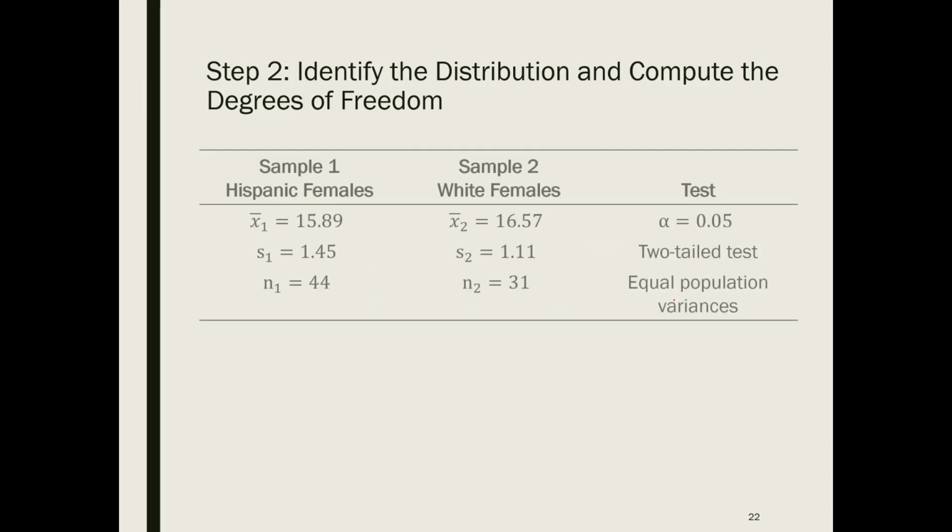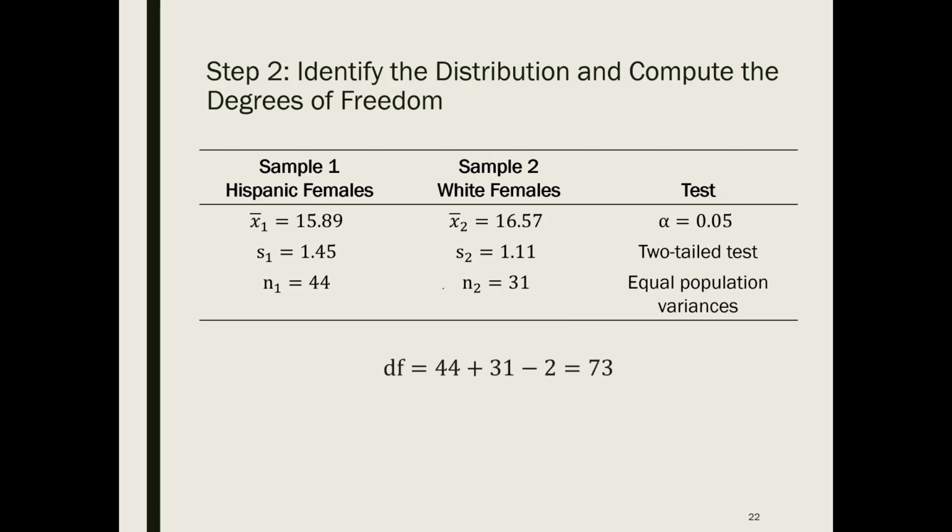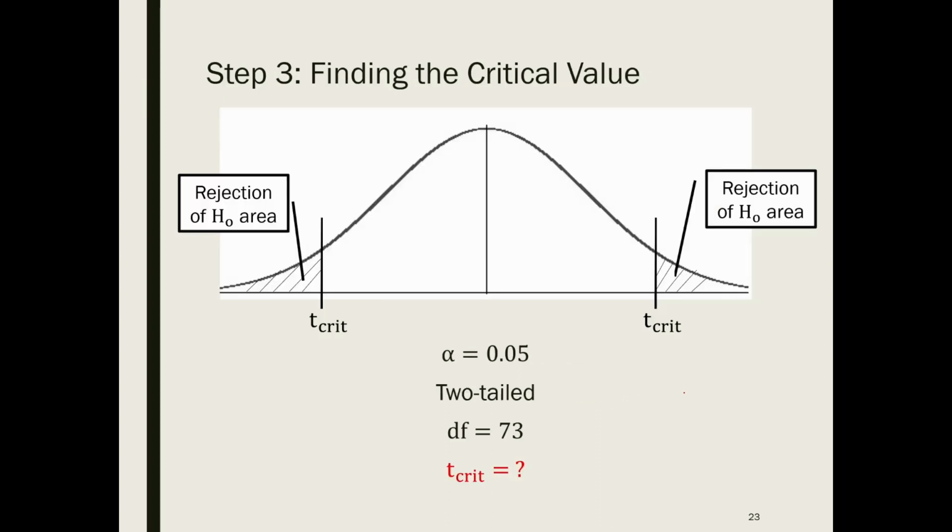So in this example, the degree of freedom will be very simple. It's the sample size 1, 44, plus sample size 2, 31, minus 2, which is 73. Now step 3 is to find the critical value. Since we are going to use a two-tailed test, each of the areas on the very left and on the right side will be what we call the rejection of null hypothesis area, right?